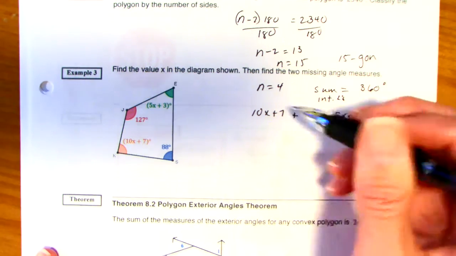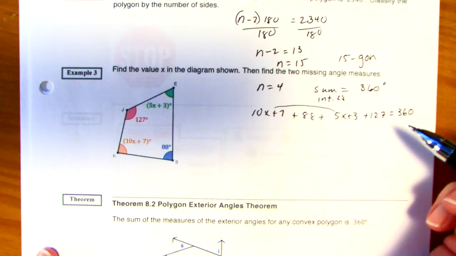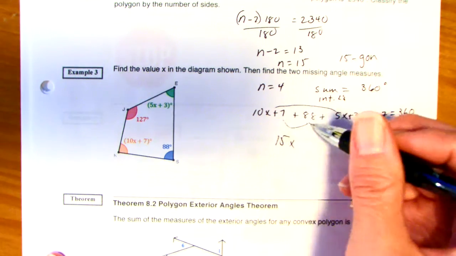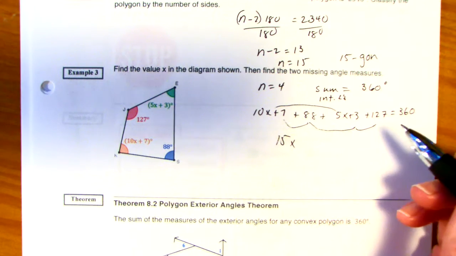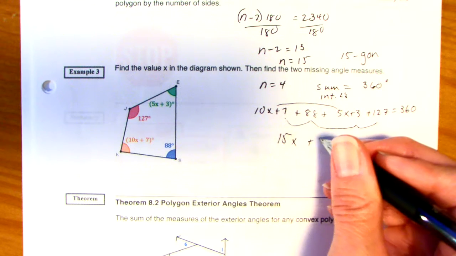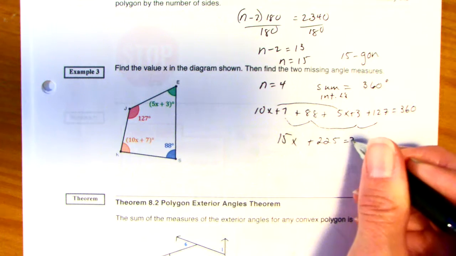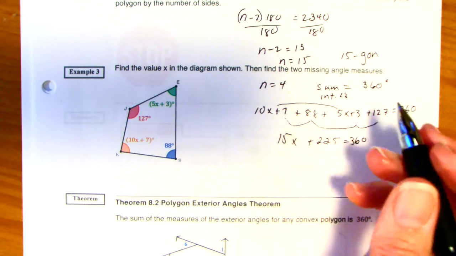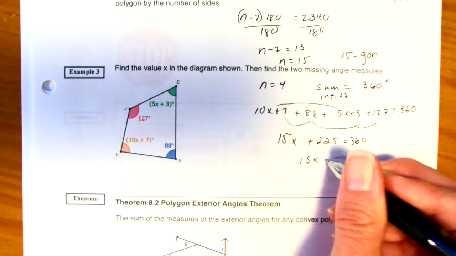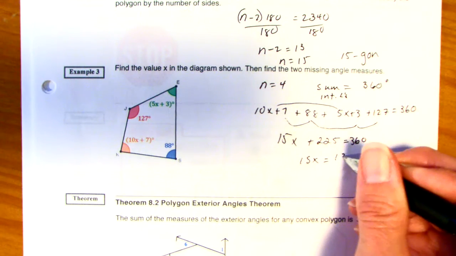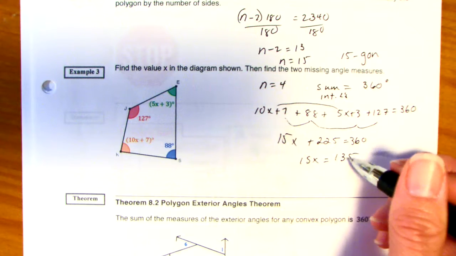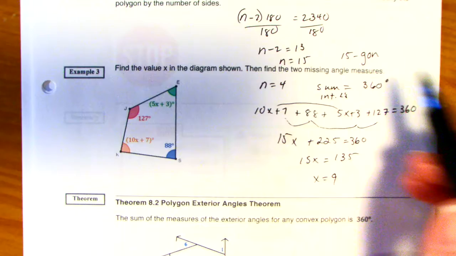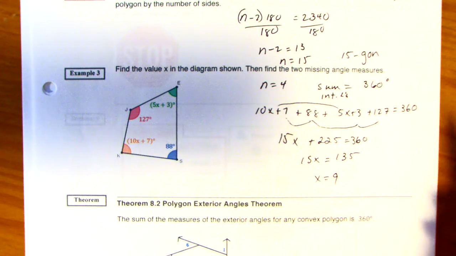All right, let's add up all the x's. Just those two, 15x. Add up your numbers. 225. Double check for me, please. I'm going to subtract 225 from both sides. And then divide by 15. X equals 9. Okay, so then find your 2 missing angle measures.